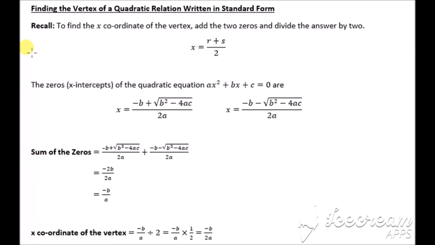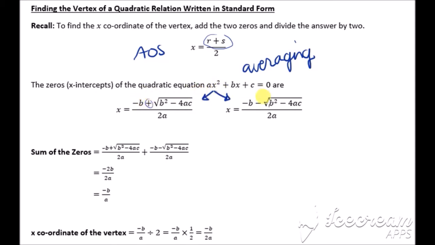Okay, so now let's just read this. Finding the vertex of a quadratic relation in standard form. So just to recall, to find the x-coordinate of the vertex, add the two zeros. So this would be like the axis of symmetry, right? Add the two zeros, which is r plus s, and then divide by 2. So all we're doing here is averaging them out, okay, to find the middle. Now the zeros, so the x-intercepts of the quadratic relation here, are going to be branched off into the plus and the minus, okay? So we've seen that.